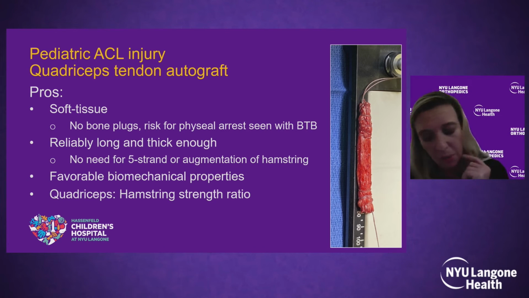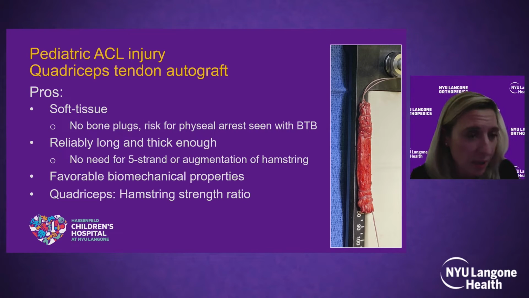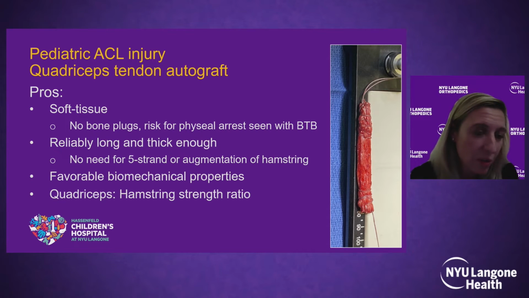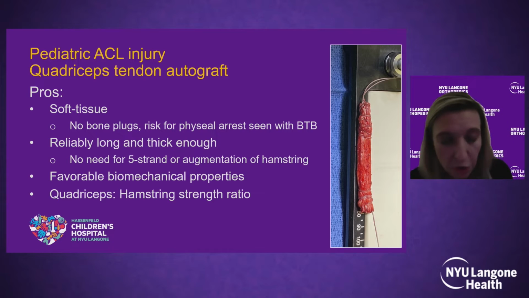I was just going to throw in here the data in kids on quadriceps tendon. It's something I use at this point almost exclusively, for the reasons I've listed here. You don't have to use bone plugs, so there's no risk of physeal arrest that you may see with BTB. However, it's reliably long and thick enough, so there's no need for quadrupling your hamstrings or augmenting your hamstring. It has good biomechanical properties.